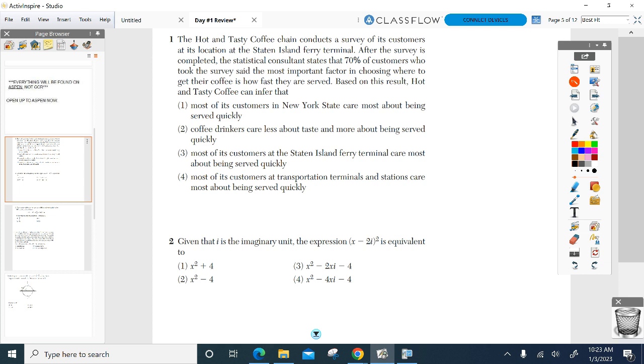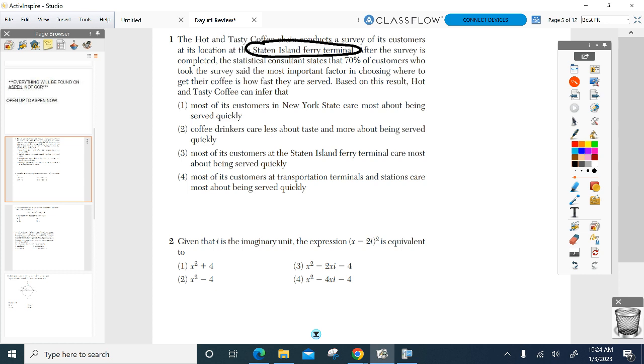But here's the thing, and here's the key to the whole problem. We're only giving it out in one place, and that's the Staten Island Ferry Terminal, right? It's the only place we gave this survey out. So anything off that survey, I can only say about that Staten Island terminal. I can't say it about anything else. Whatever the results are from the survey only apply to the Staten Island Ferry Terminal.